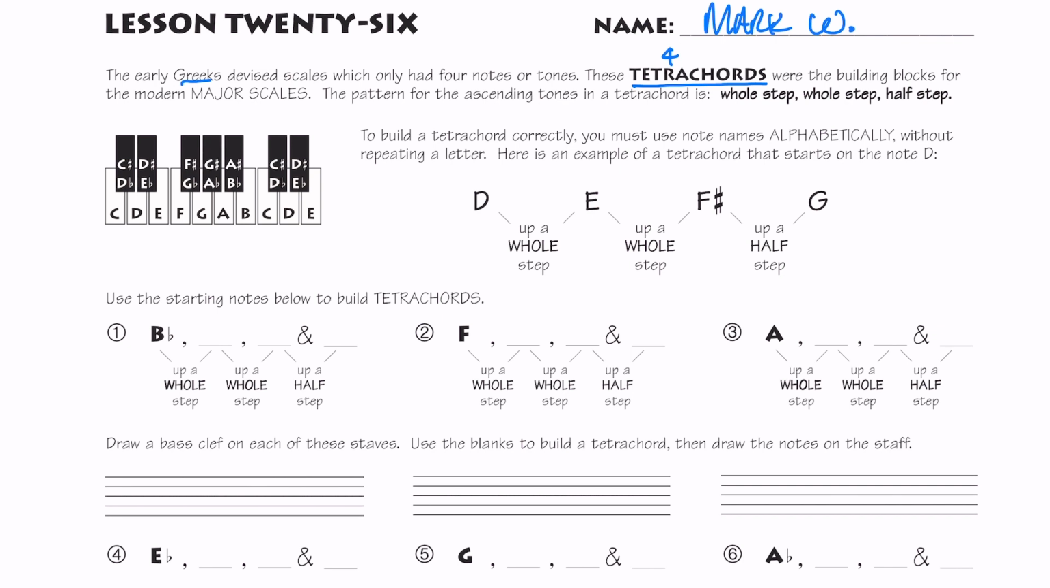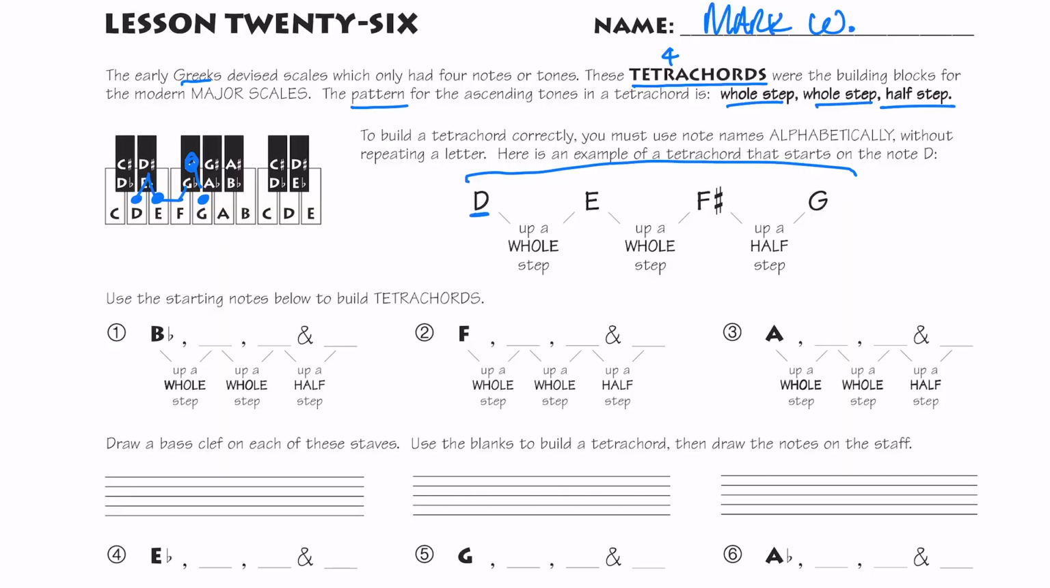So let's start off by learning the pattern for the tones of a tetrachord: whole step, half step. So if we have our keyboard here and you know that my first letter name that I'm going to build a tetrachord on is D, I'm thinking whole step. So I'm going up a whole step to E, up another whole step to F sharp, and then up a half step to G. So our tetrachord here is D, E, F sharp, G.